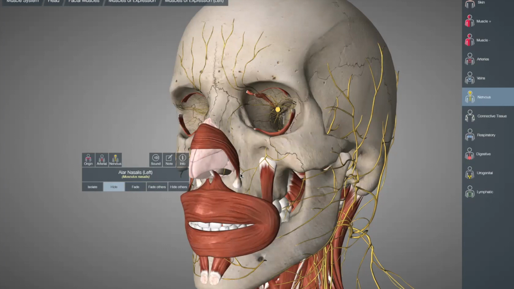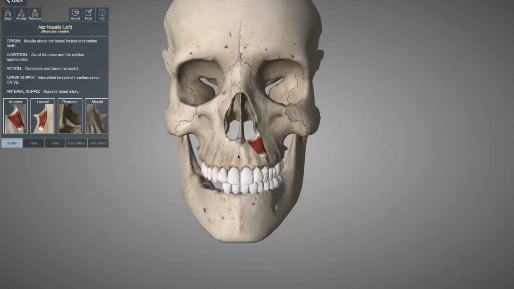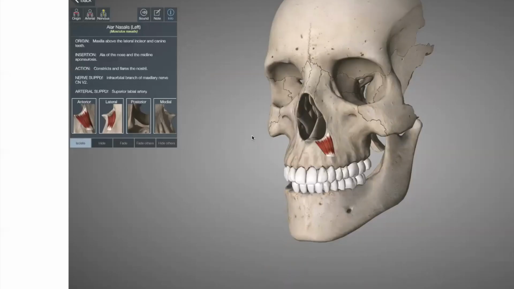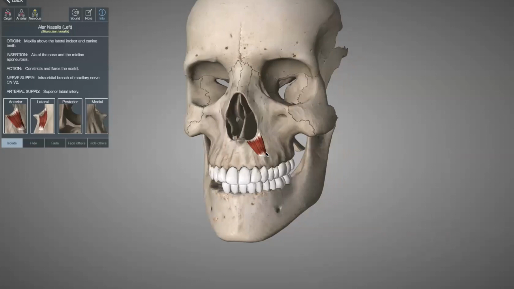What does it do? It widens the nasal opening. So imagine this pulls like this, it will widen this opening. That's the function. Innervation of both the alar and the transverse parts: buccal branches of the facial nerve.